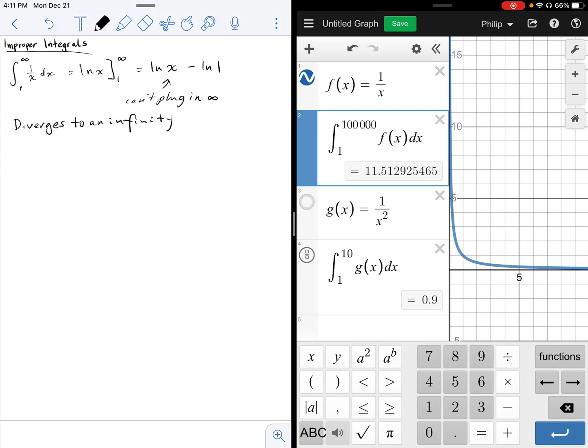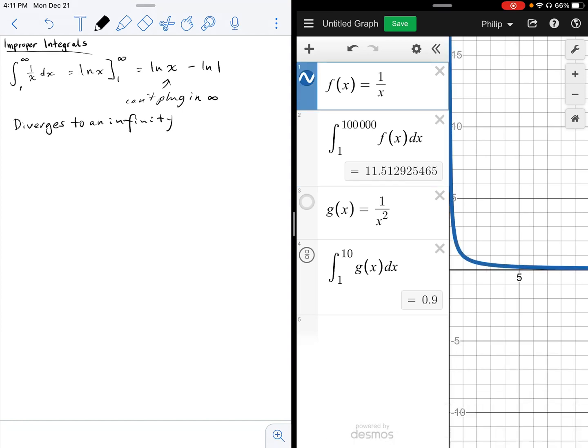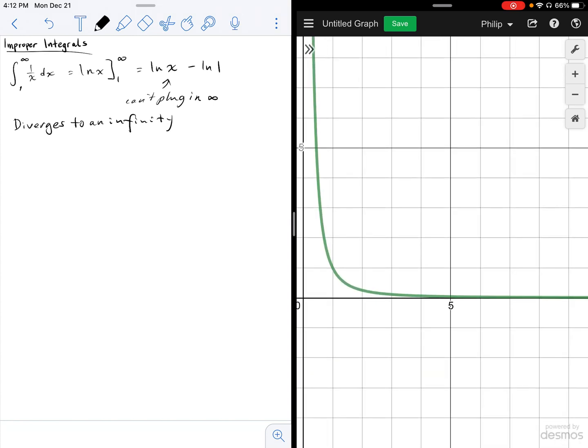And you could try this on your own. You can continue to plug in numbers that are even larger, and you'd find that there's going to be no value that it's settling in on. So to maybe make better sense of this, let's look at another type of function that may or may not do the same thing. So now let's look at g of x, excuse me, of 1 over x squared.